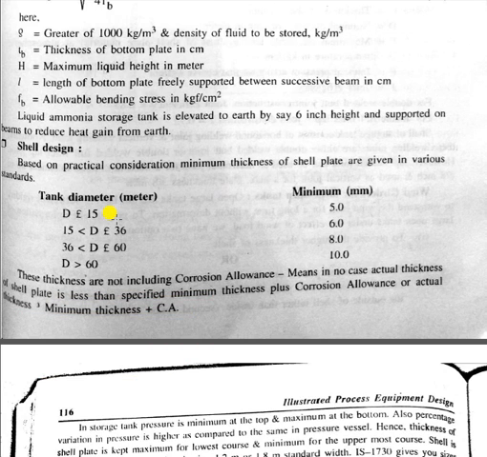Now let's see the data for shell design. Based on practical considerations, the minimum thickness of shell plate is given in various standards. If the diameter is approximately 15 meters, then the minimum thickness is 5 mm. If the diameter is less than 36 meters, then it will be considered 8 mm, and for more than 60 meters, the minimum thickness is 10 mm.